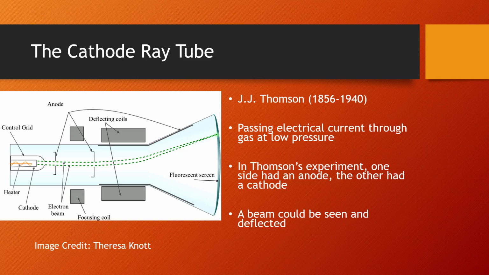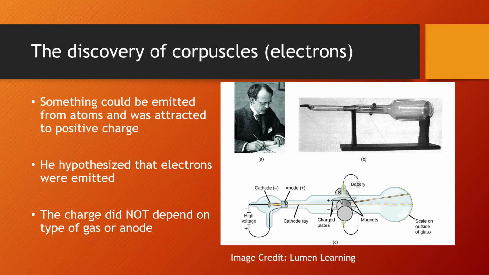And you could deflect these particles to determine what the charge was. And this beam that could be seen and deflected meant that there was something in the atom that was negatively charged and was something smaller than the atom, hence negatively charged subatomic particles that we call electrons. He called them corpuscles and hypothesized that they were being emitted. The charge, as he found, did not depend on the type of gas in the tube or the type of anode. As long as it was negatively charged and as long as there was gas, you would see a cathode ray.